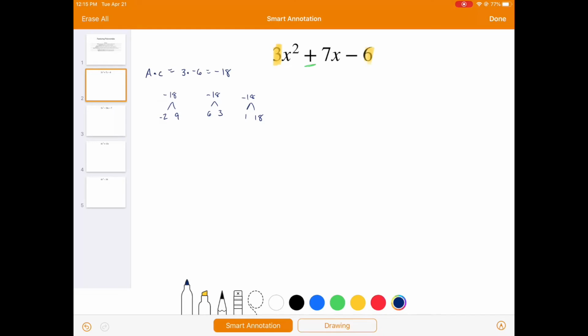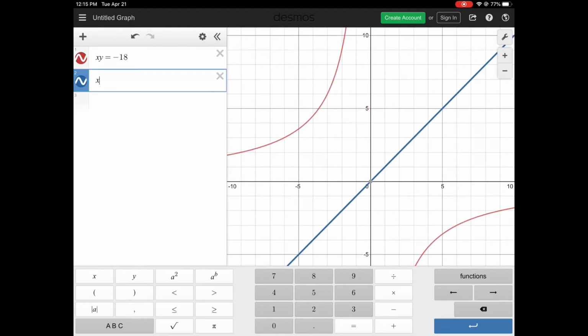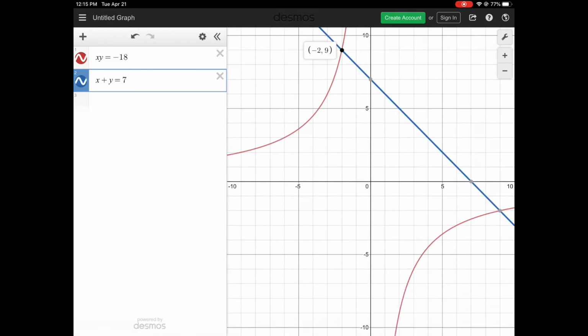If you struggle with figuring out your factors, there's actually something that you can do to help you. And that's going over to Desmos and plugging in a system of equations. Your system of equations is going to be x times y is equal to negative 18, because that's what a times c is. And then they have to add up, so x plus y needs to add up to 7. Where it intersects is your factors.